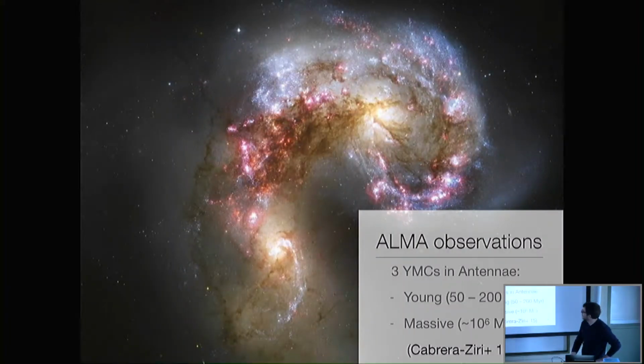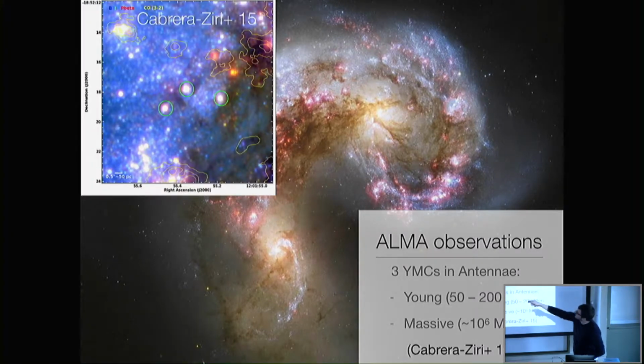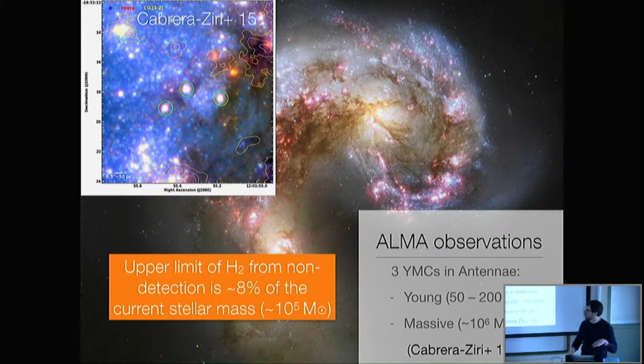First I'm going to show you some results we got from ALMA looking at young massive clusters in the overlap region of the Antennae. We have these three over here. They are very massive, 10^6 solar masses, and they are in the age range where we expect them to be hosting these huge gas reservoirs. The thing is that when we look at the spectra, we don't see any gas there. We can place an upper limit of 8% of the stellar mass, which is below what the predictions of these scenarios require.